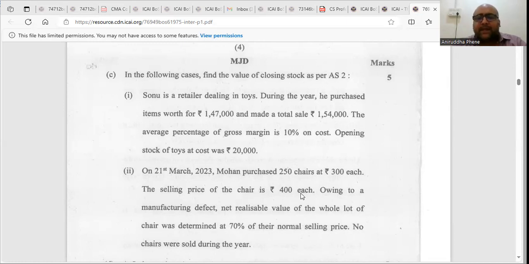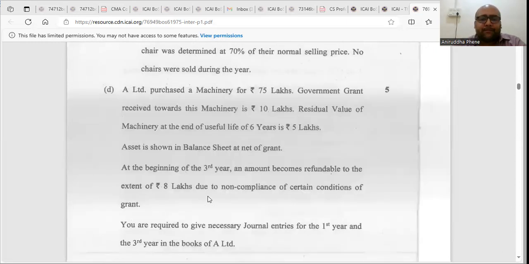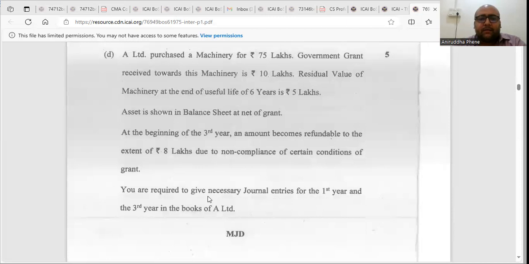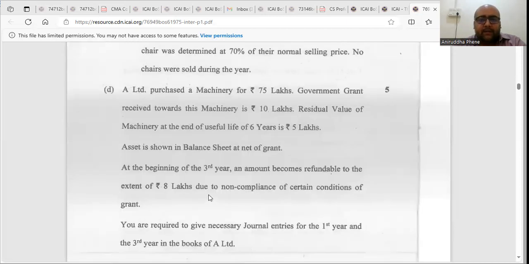C is AS2, a basic question on AS2 inventories, and I think I have seen such sum in a module. So I think it's a module sum, especially the first part definitely is there in the module. Basic AS2 inventory sum. 1D is what they have asked. Oh, this is a government grant question. Refund of government grant journal entries. First year entry when you receive the government grant, and then refund entry in the third year they are asking.